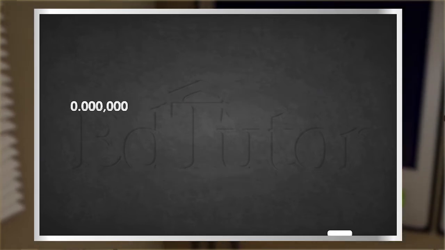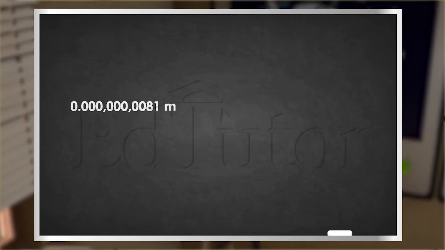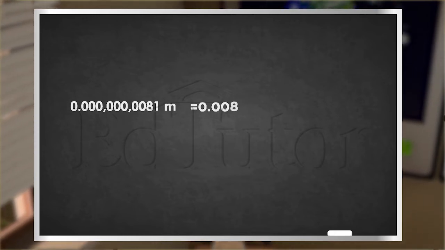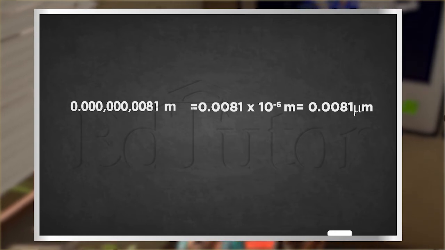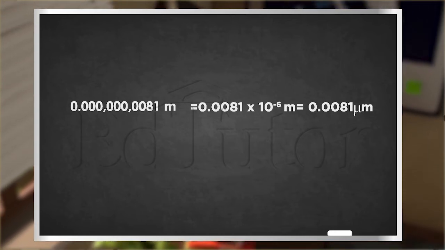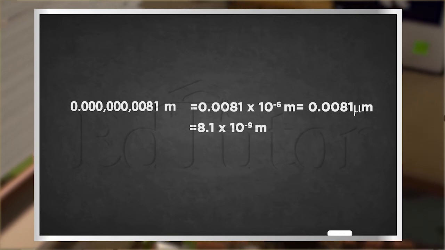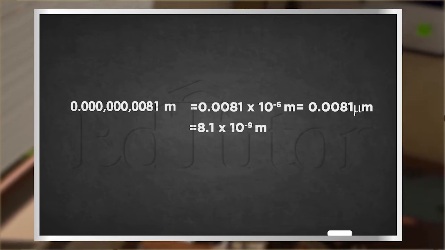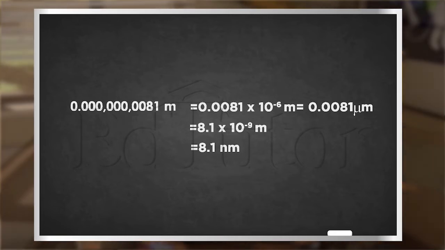Let's look at another example. 0.000000081 meter. We can change it to 0.0081 exponential minus 6, or 10 raised to the power of minus 6 meter. We can convert it by adding a prefix with it and make it 8.1 micrometer.